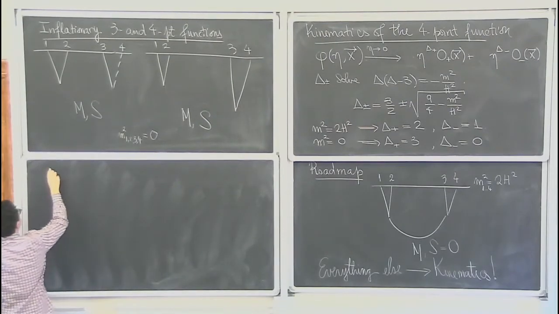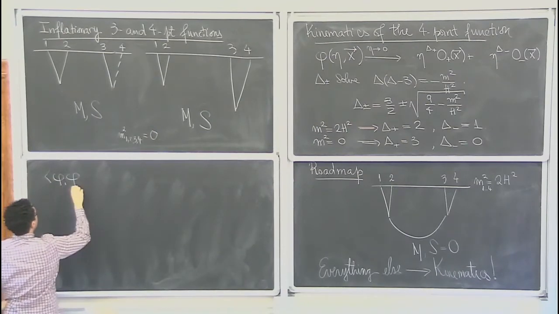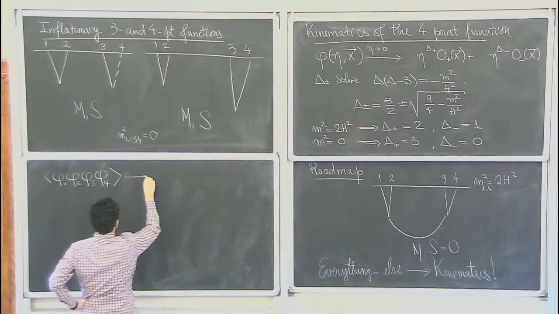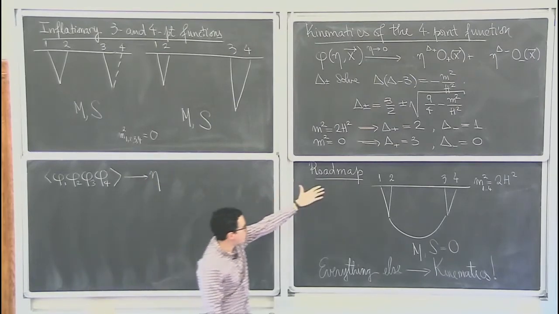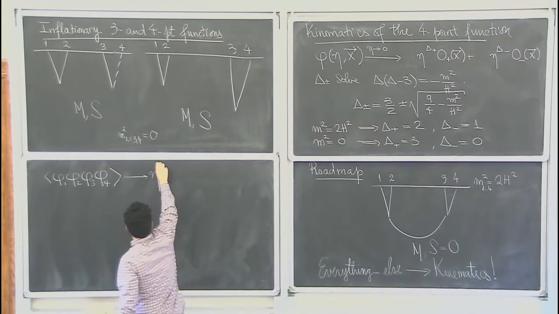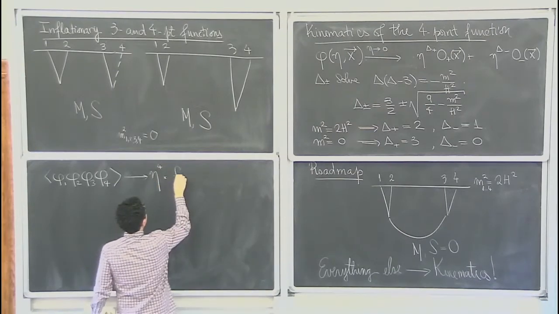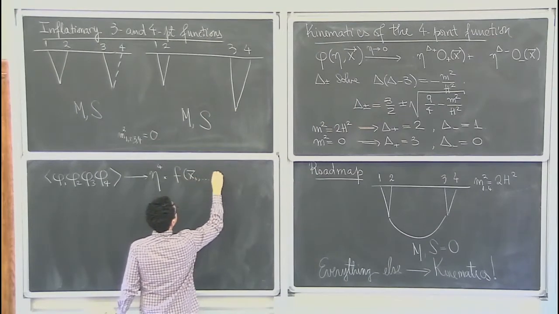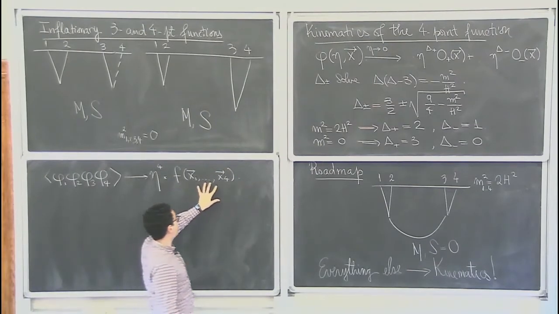So if you look at, for example, this conformally coupled scalar four-point function, phi 1, phi 2, phi 3, phi 4, it will go like eta to a certain power. So for example, if we're interested in the delta minus parts, it would go like eta to the fourth, times some interesting function that depends on the locations x1 to x4. So that's what we're looking for.